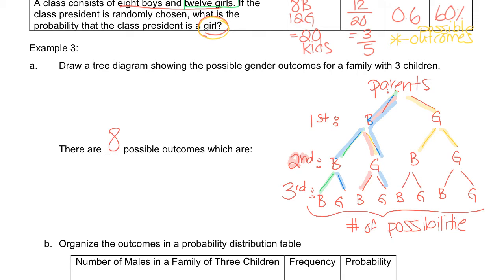So my first possible outcome is boy, boy, boy. Okay, so I can write that down. So boy, boy, boy. Okay, that's the first one. So my second one, I would go over here and it would be boy, boy, girl.